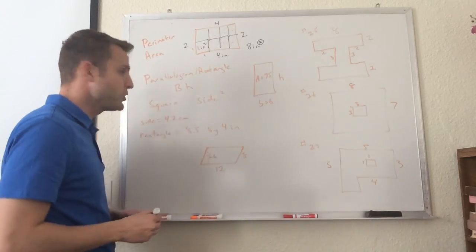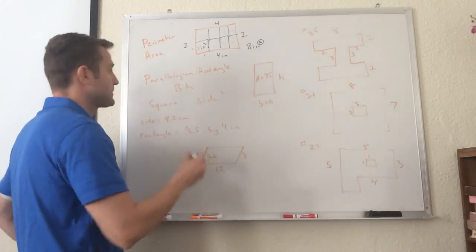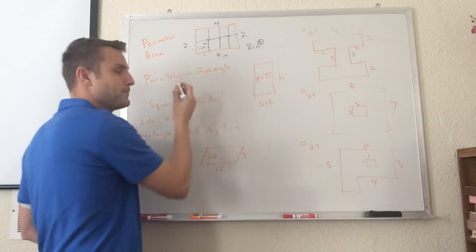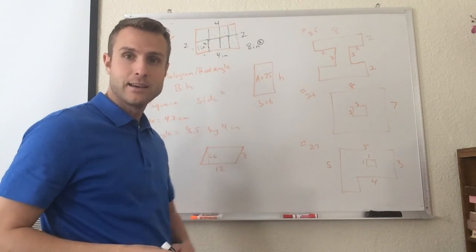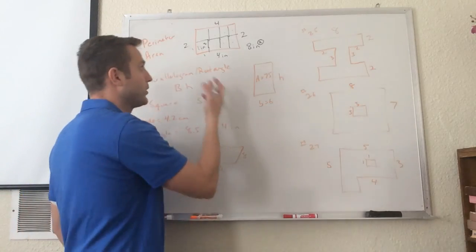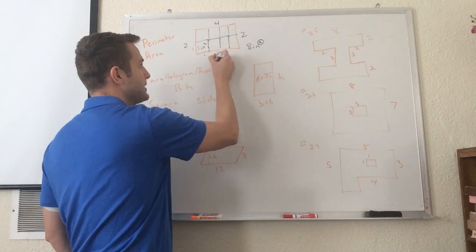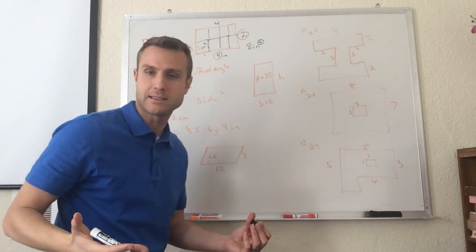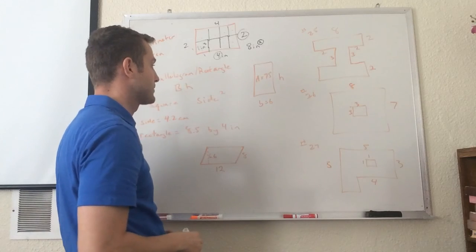So we have 2 basic formulas in this lesson. If I'm talking about a parallelogram or a rectangle, the formula is simply base times height. Now, really, it doesn't matter in a rectangle which one is the base and the height. I could call this the base and this the height, or I could call this the base and this the height. Either way, I'm going to get the same answer, 2 times 4.